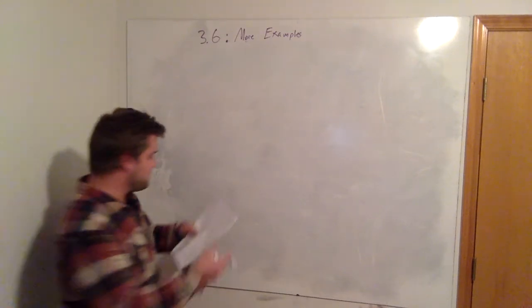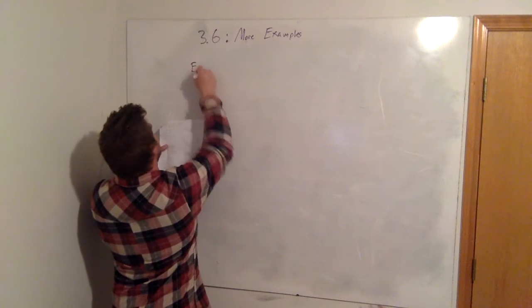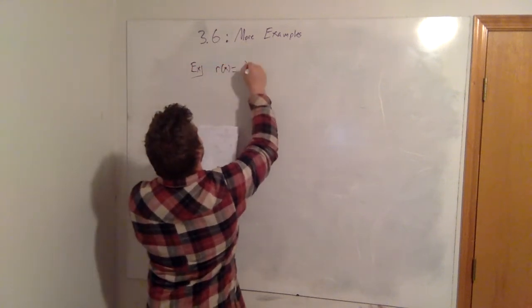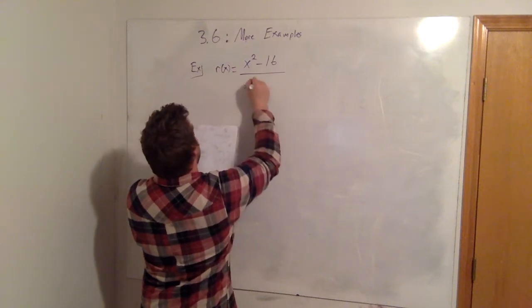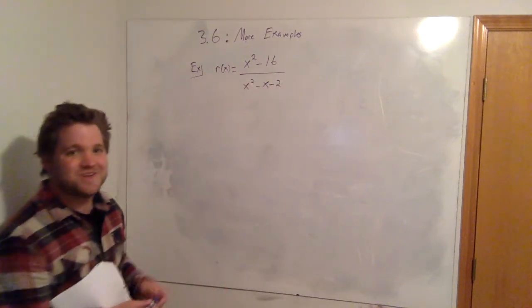Okay, first example. Let's say we want to graph r of x is equal to x squared minus 16 all over x squared minus x minus 2. Go ahead and pause the video and give this a shot.